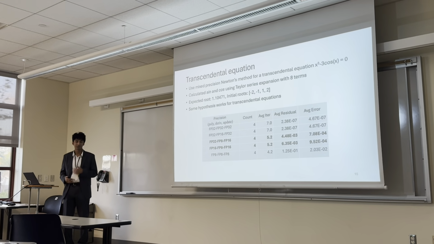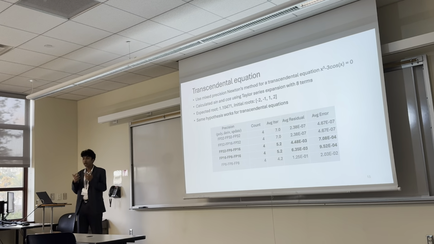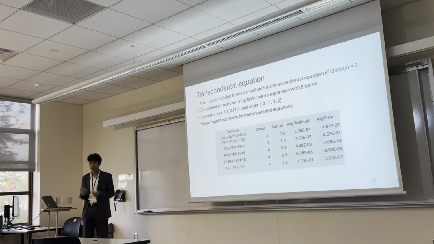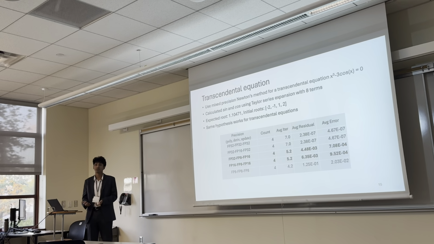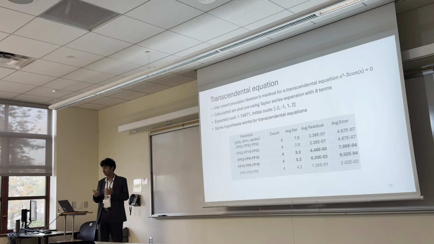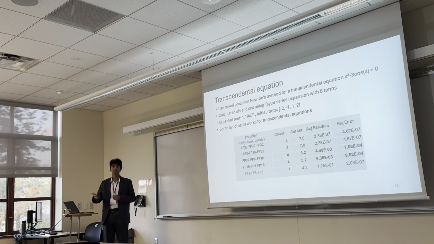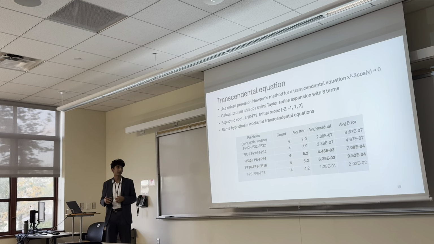And what we found is, after running this again, we see that our hypothesis still works. Using lower precision for the derivative and higher precision for polynomial calculations does result in reasonable accuracy and lower energy costs.